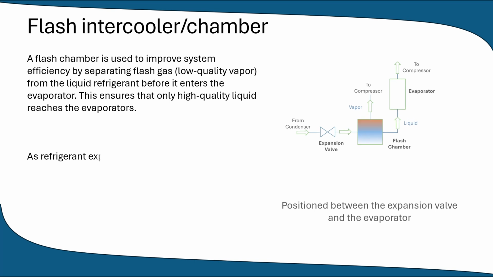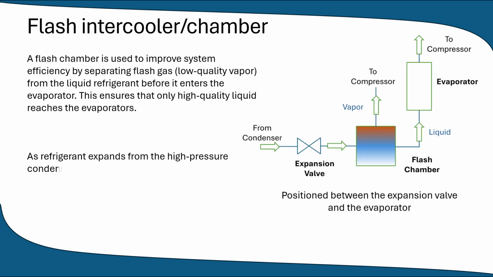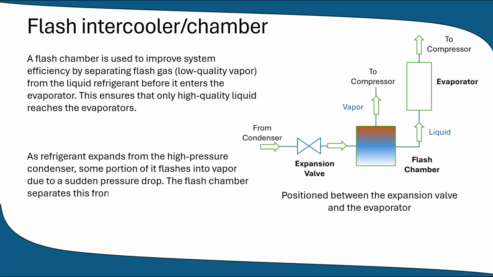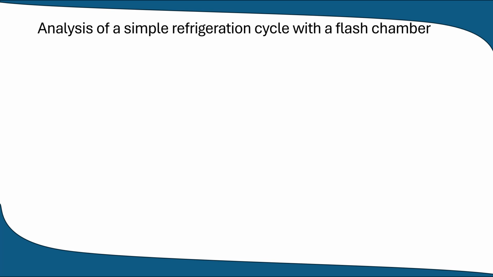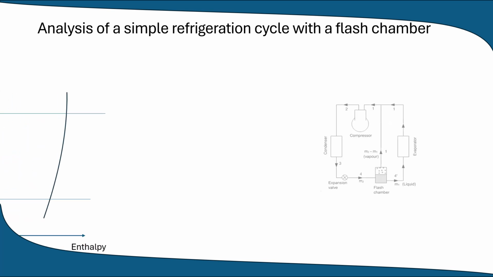As refrigerant expands from the high-pressure condenser, some portion of it flashes into vapor due to a sudden pressure drop. The flash chamber separates this from the remaining liquid. Then the liquid is sent to the evaporator for efficient cooling, and the vapor is directed to the compressor. Let's explore the thermodynamic processes of a simple refrigeration cycle combined with a flash chamber.